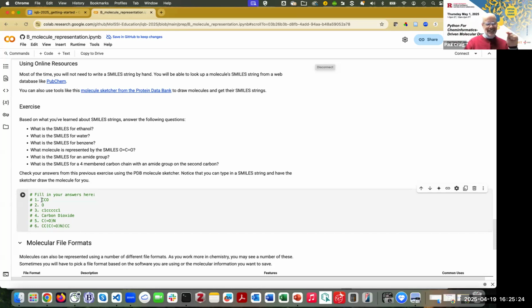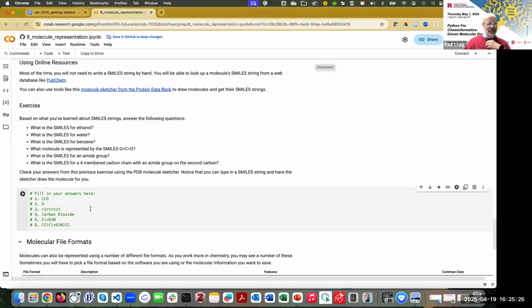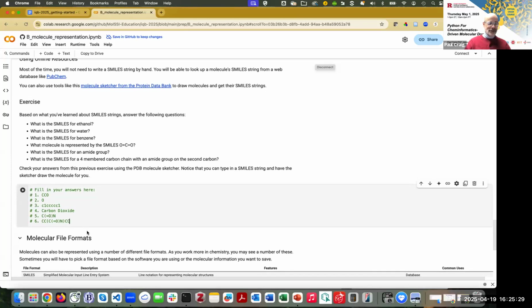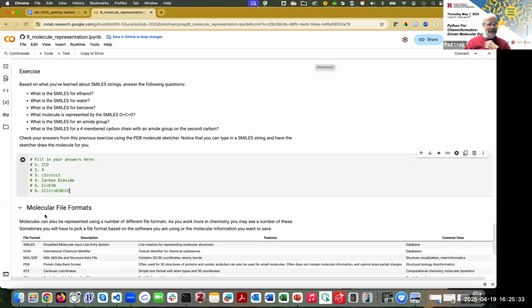And in the next workbook, we'll actually go through and build some of these. Or actually, not just build them, but we'll display them using a tool called RDKit.